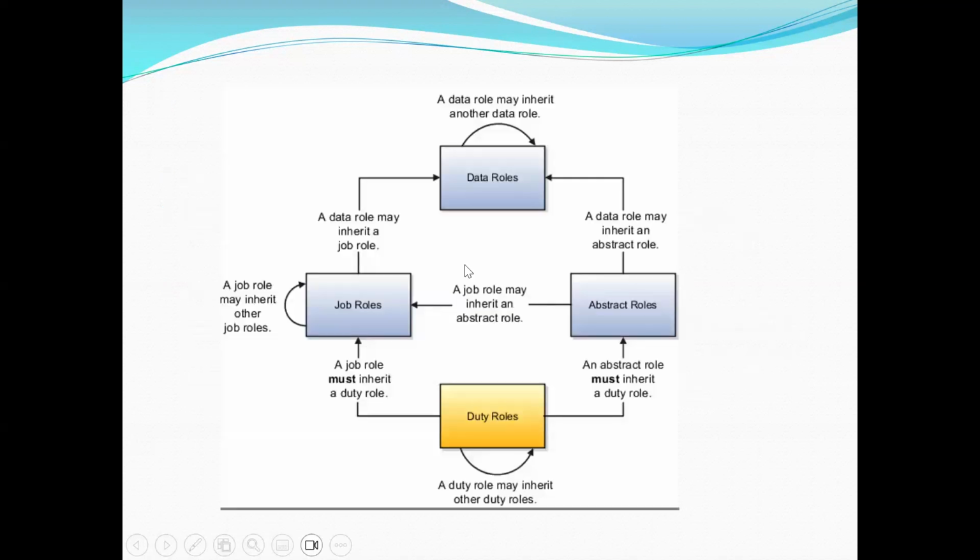These roles can be inherited by other roles. A job role may inherit other job roles. A job role may inherit an abstract role. A job role must inherit a duty role. A duty role may inherit another duty role. An abstract role must inherit.